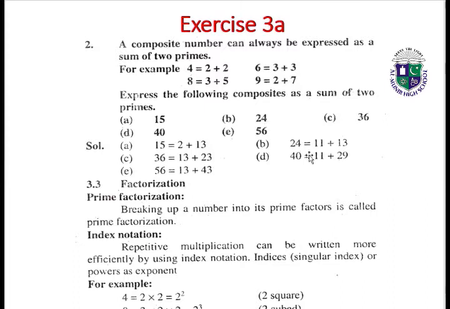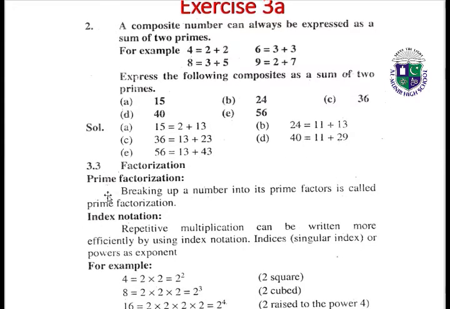24, 11 plus 13. 3 plus 1 equal 4, 1 plus 1 equal 2. 11 plus 29, 9 plus 1 equal 10, 1 carry, 1 plus 2 equal 3, 3 plus 1 carry, 4. 40. Factorization. Question number 3.